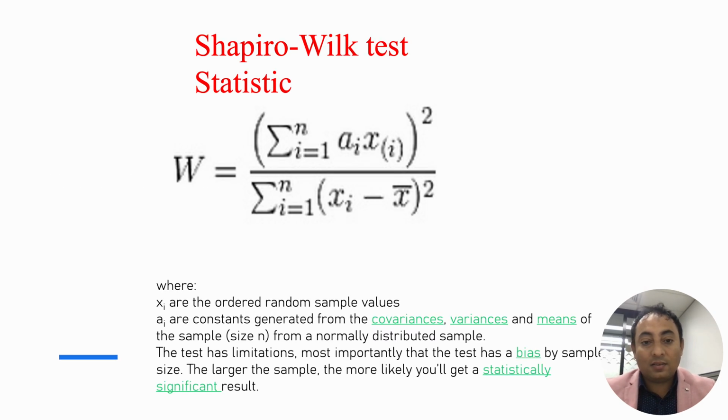So the test statistic is given as W. You can see the formula there, which is called Shapiro-Wilk test statistic. This seems quite easy to remember, where Xi's are ordered random sample values, and ai are constants that can be estimated by using covariances, variances, and means of the sample size that was generally drawn from a normally distributed sample.